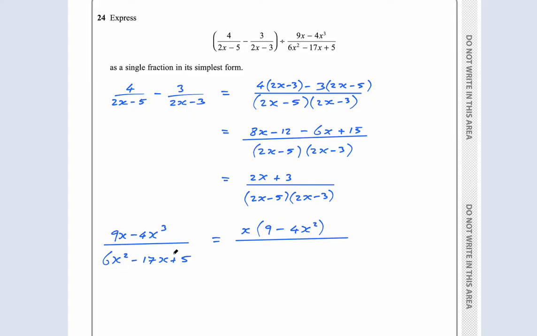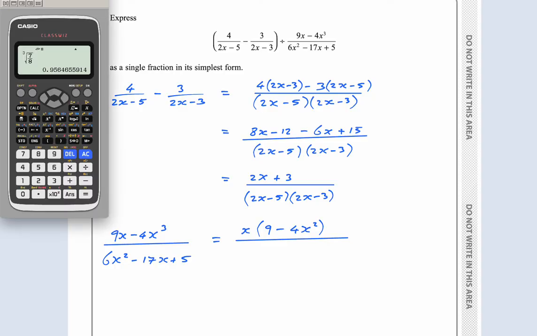6x squared minus 17x plus 5, right? That's a very difficult one to factorize. I'm going to use my calculator to help me. Remember, guys, if you're struggling to factorize, you can use your calculator. It doesn't factorize for you, but it can help you because it'll solve the equation if that equals 0.